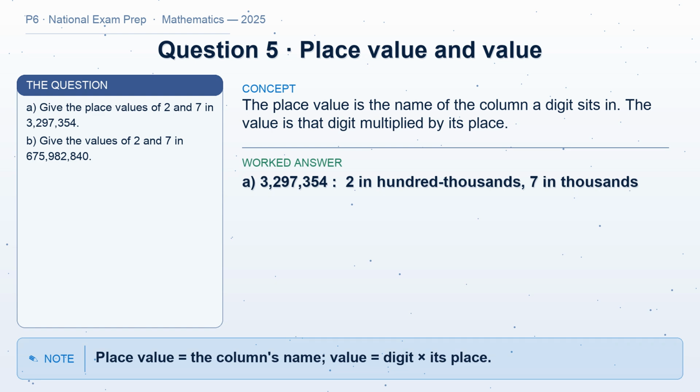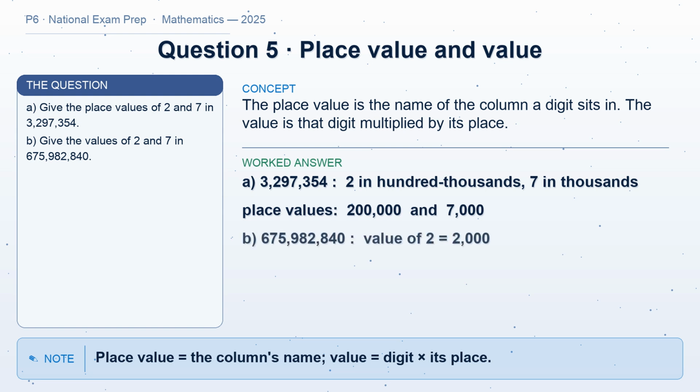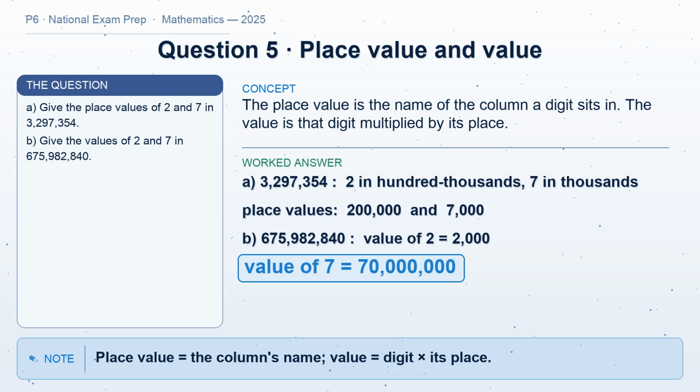3,297,354, the 2 sits in the hundred thousands place, which is 200,000, and the 7 sits in the thousands place, which is 7,000. In part B, 675,982,840, the value of the 2 is 2,000, and the value of the 7 is 70 million. Take your time reading the columns, and you will always get it right.